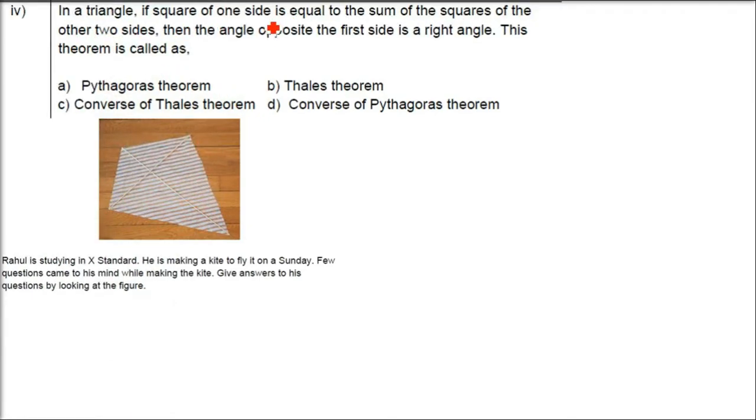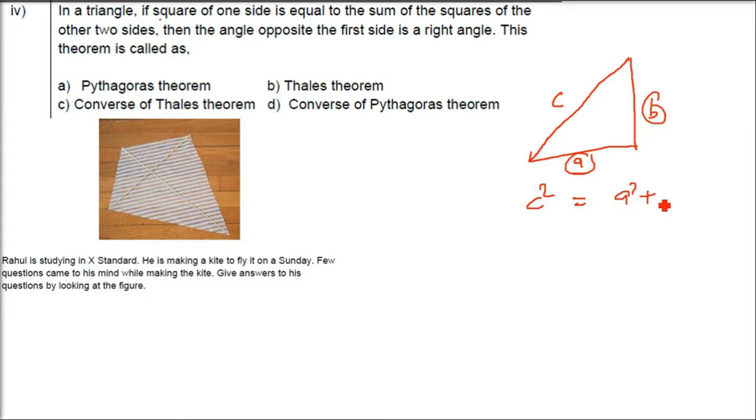In a triangle, if the square of one side is equal to the sum of the squares of the other two sides, then the angle opposite to the first side is a right angle. This theorem is called? Let me tell you that this is the converse of Pythagoras theorem. How? They are saying the square of one side is equal to the sum of the squares of the other two. Let us take that one side as C and the other two sides as A and B. So C square equals A square plus B square.